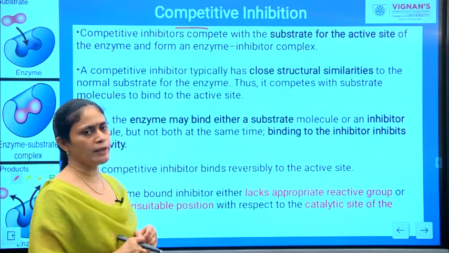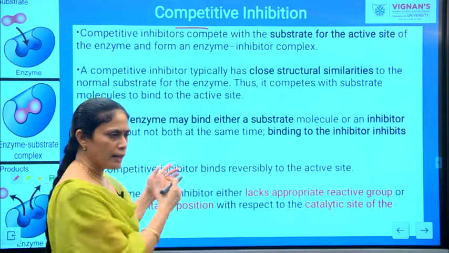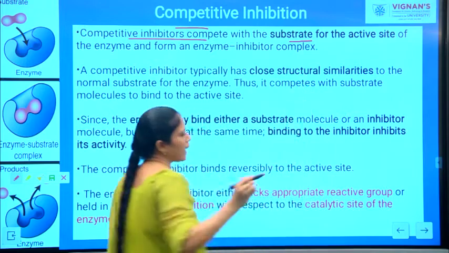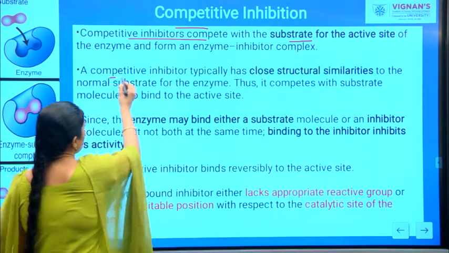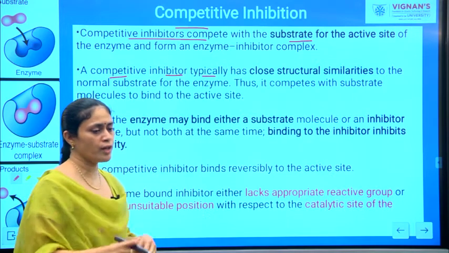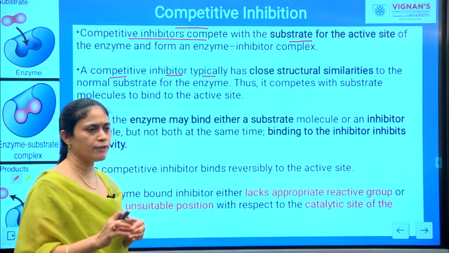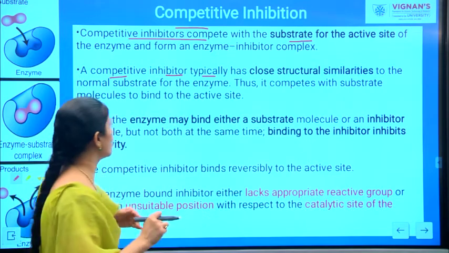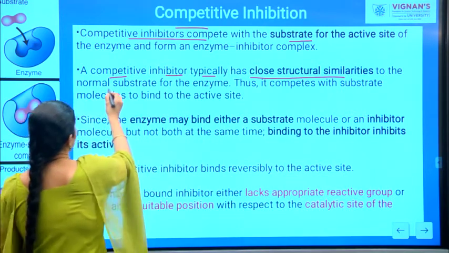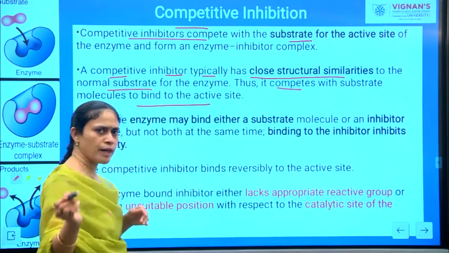So, who will win in this particular competition? The compound whose concentration is high definitely wins the competition. Let me explain this in depth. Competitive inhibitors compete with the substrates for the active site of the enzyme. Moreover, a competitive inhibitor typically has close structural similarities with the substrate molecules, because of which it has compatibility to bind with the active site of the enzyme. So, we have to note this point: the inhibitor has close structural compatibility with the substrate molecule. Thus, it competes with the substrate molecules in order to bind to the active site of the enzyme.